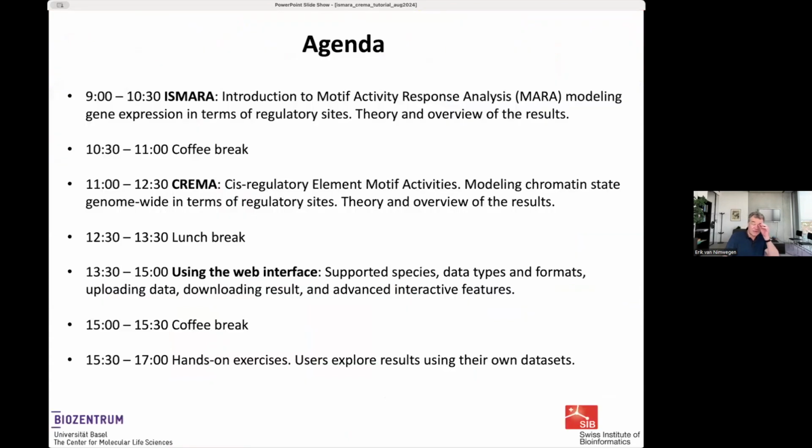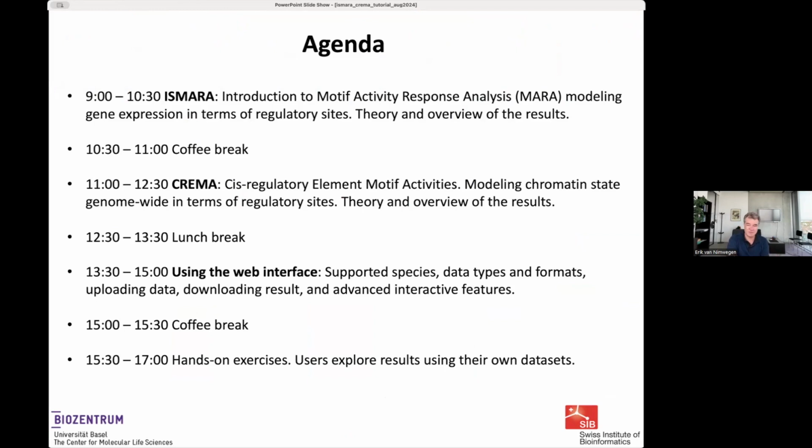All right, so quickly the agenda for today. In this first session, I will give an introduction about ISMARA and the general Motif Activity Response Analysis modeling. This concerns the modeling of gene expression data in terms of predicted regulatory sites. Then at 10:30, there will be a half-hour coffee break.